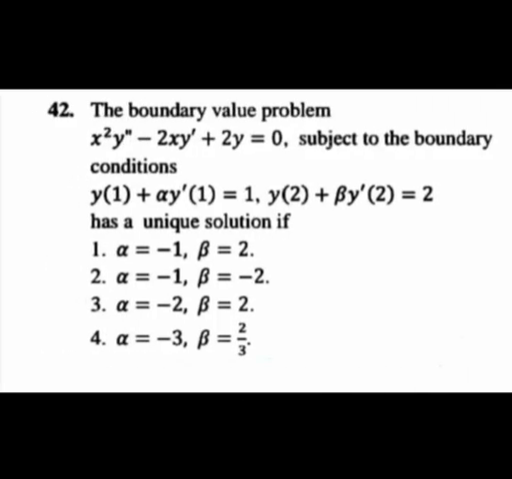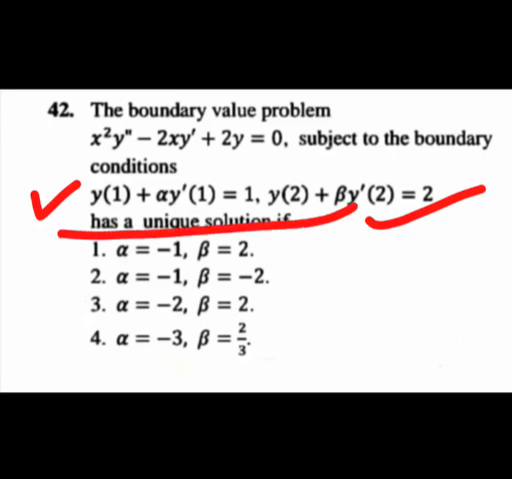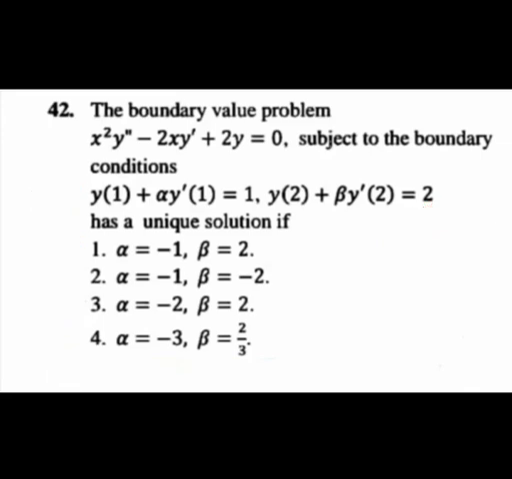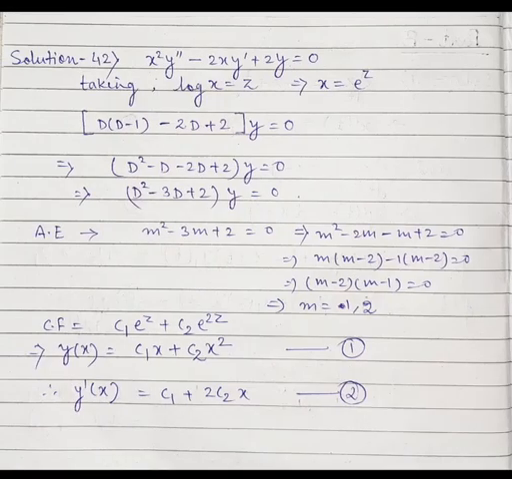Now let us proceed towards the second question, which is question number 42, and the question says that the boundary value problem x^2 y'' - 2x y' + 2y = 0 subject to the boundary conditions. We have two boundary conditions over here, and it is given that it has a unique solution if the values of alpha and beta are, and we have four options, any one of which is correct. So let's move towards the solution.